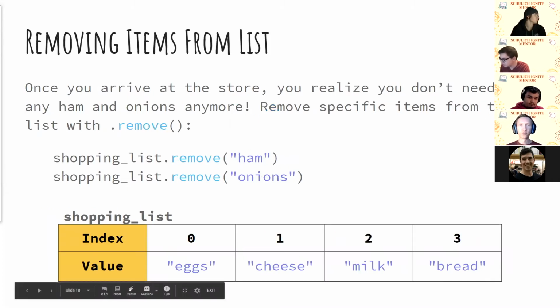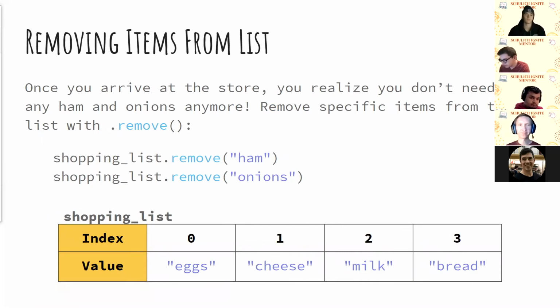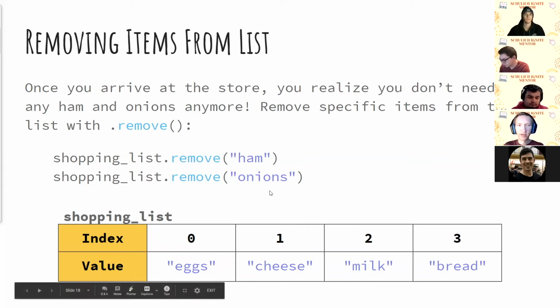So we can also remove items from the list. So very similar to the append. The function for this one is called remove. So the same syntax here. And you pass in the value that you want to have removed. So we'll see that we removed ham and onions.